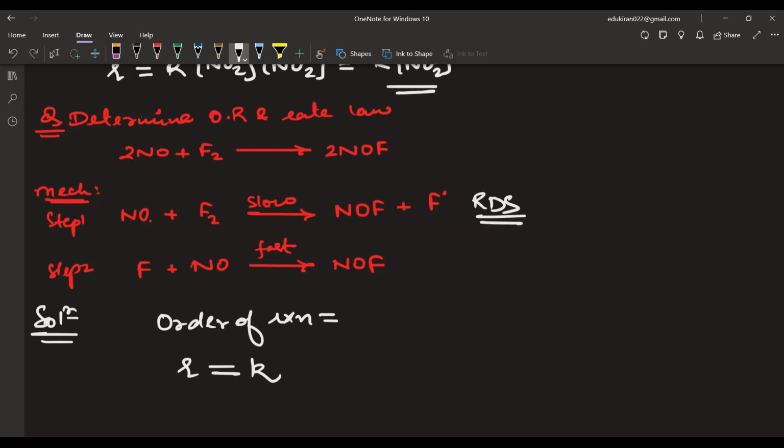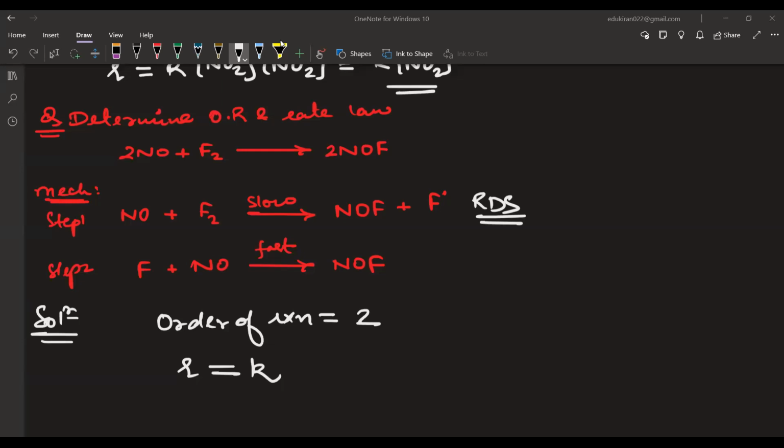So what is the sum of the stoichiometric coefficients of the RDS? What is the stoichiometric coefficient of NO? 1. And for F2 it is also 1. So the order will be equal to 2. Okay, the order of reaction will be 2.